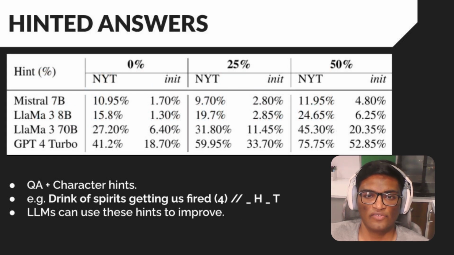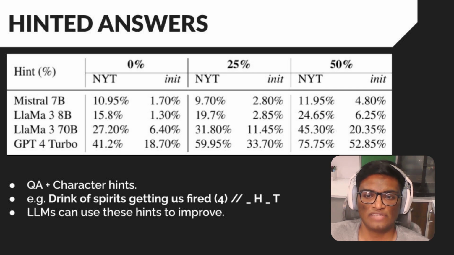In this experiment, we provide the language model with letter masks indicating revealed characters and see if their performance improves. An example query would be "drink of spirits getting us fired", where "drink of spirits" can mean a shot and "fired" can also mean shot, which is the ground truth answer. In this example, we reveal 50% of characters with the letter mask -H-T.